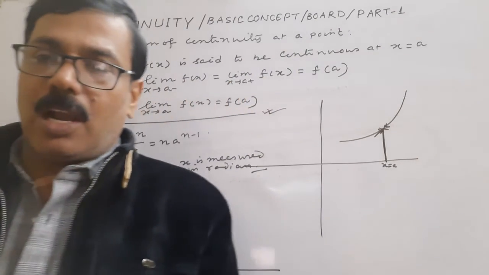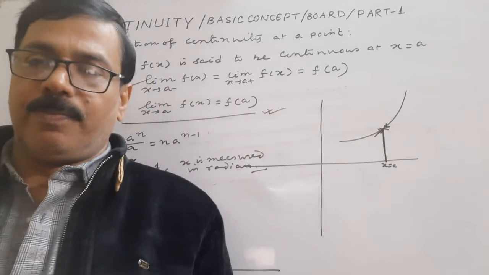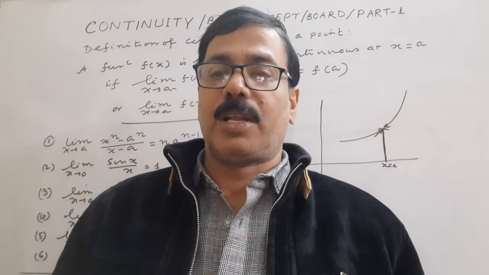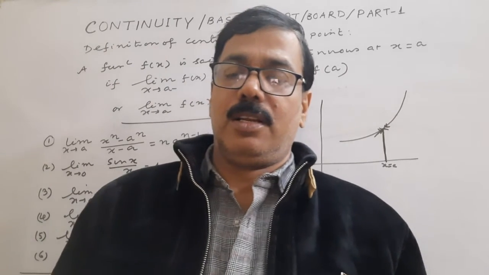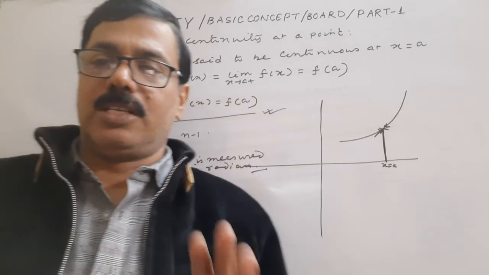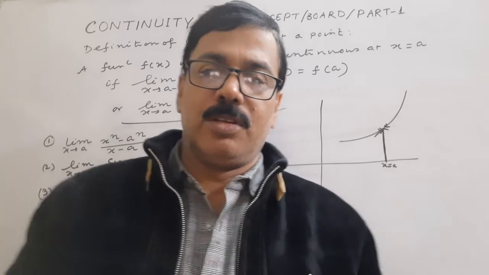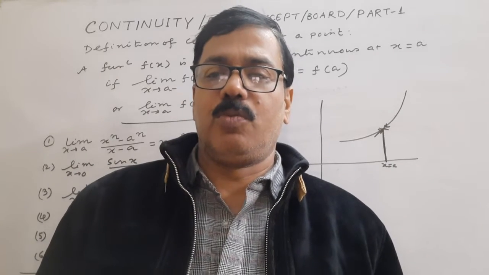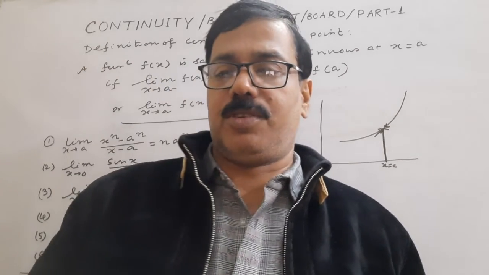And there are also several methods of finding limits. Number 1, method of factorization. Number 2, method of rationalization. And number 3, how to find the limit when x tends to infinity. So these are our basic ideas. Now, using this definition and idea of limit, we solve some simple problems of continuity.